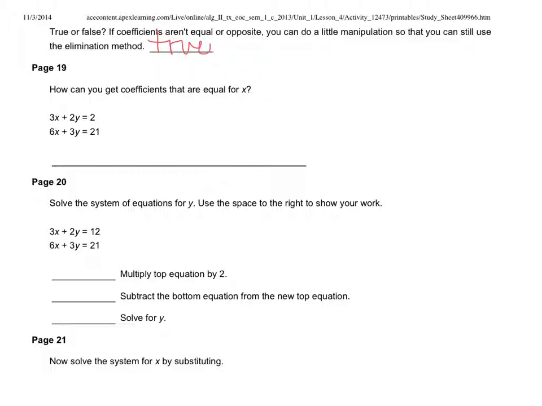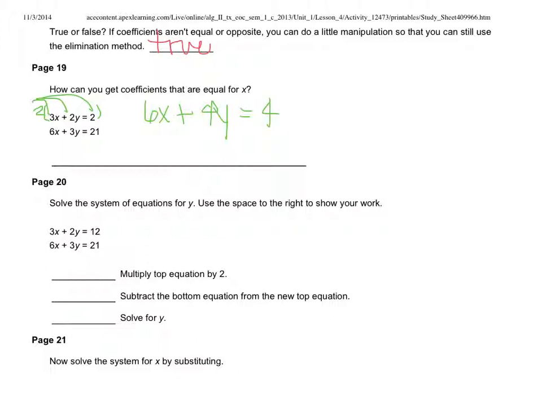So on page 19, we have a question that says, how can you get the coefficients that are equal for x? So I have 3x plus 2y equals 2 and 6x plus 3y equals 21. So if I wanted my x values to be the same, because I can only eliminate if they have the same number there, all I would have to do is multiply the top equation by something. And again, remember, we can do whatever we want to an equation as long as we do it to both sides. So if I multiply the top equation by 2, I would multiply every piece of it by 2. I'm distributing it in. I would end up with 6x plus 4y equals 4.